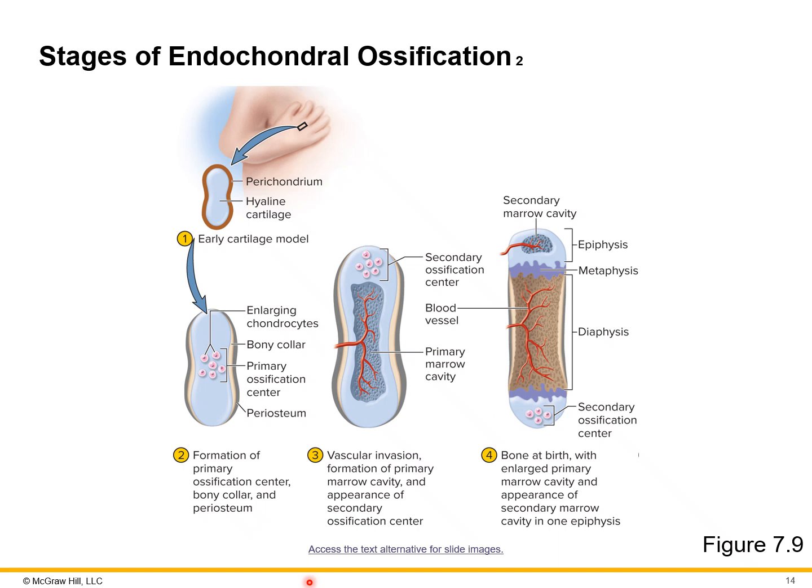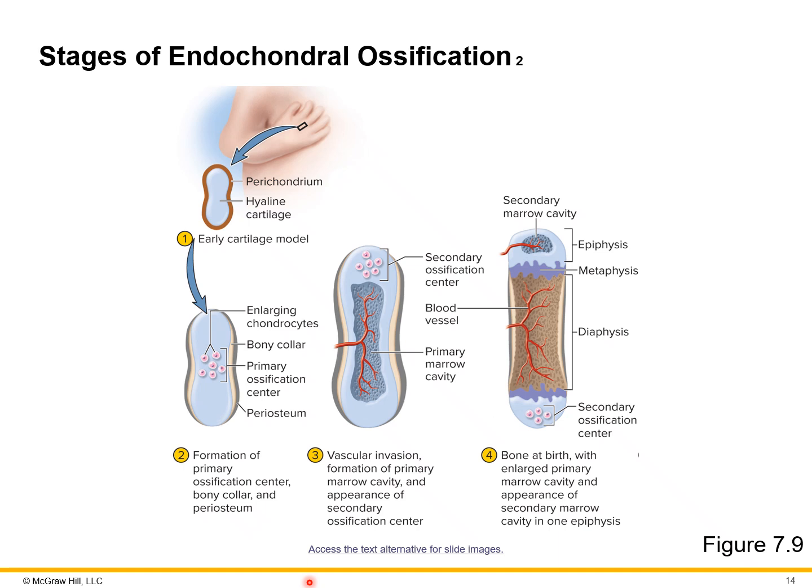So blood vessels are going to be able to perforate and invade into that primary ossification center, delivering blood-borne osteoclasts that will start to digest any calcified tissue and create a hollowed out center called the primary marrow cavity. It's also referred to as the medullary cavity. The osteoblasts will also arrive and begin to deposit layers of bone lining the cavity, thickening the diaphysis or shaft.